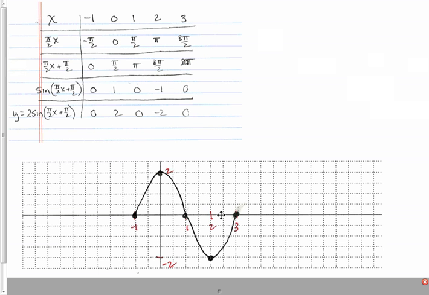Now, I'm going to extend this, and so I'm going to mark off 4, 5, 6, 7, 8. And then I'm going to figure out what's going to happen next. It's going to go to a high point, and then it's going to go to an intercept, and then it's going to go to a low point, and then it's going to go to an intercept, and then it's going to go to a high point. It's just mimicking this, isn't it? Let's see what that looks like.